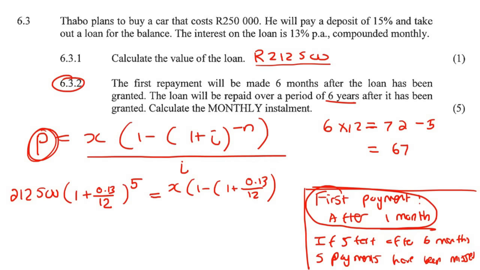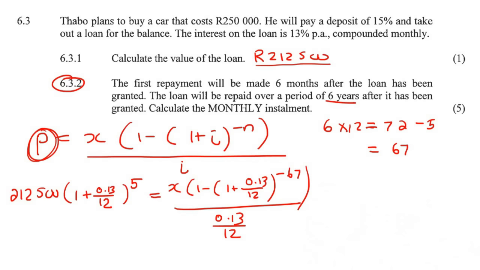Now, some of you are like, ah, so he's actually going to end up paying less because he only has to pay 67 times instead of 72 times. Not true. Because he has started late, his monthly payment is now going to be more than what it would have been if he had started on time, because now he has to catch up. And so we are going to say negative 67 over here, and then 0.13 over 12.